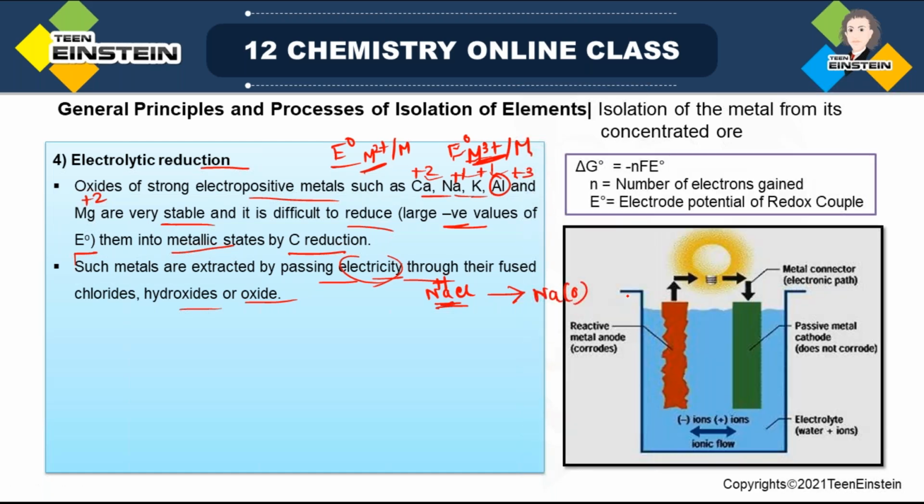Here we have the corresponding picture. We are taking fused salt. That means here aqueous solution is not taken. It is not water. So in the electrolyte there will be only the metal ions and the corresponding anions. Okay. So both cation and anion will be present. On the left hand side the anode is present, and on the right hand side we have the cathode.